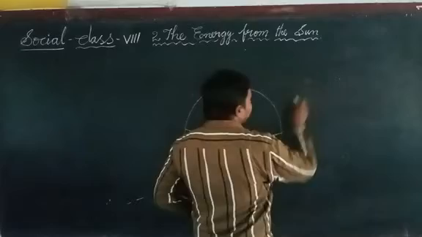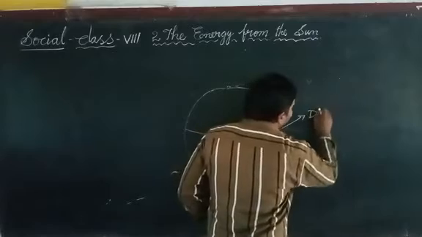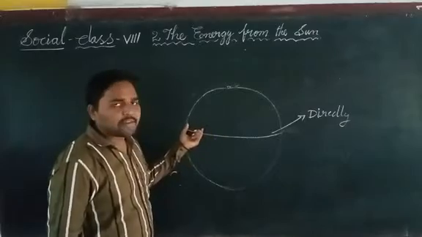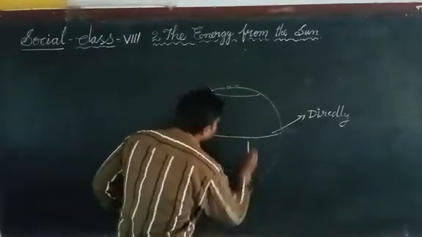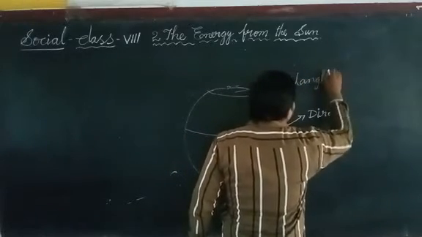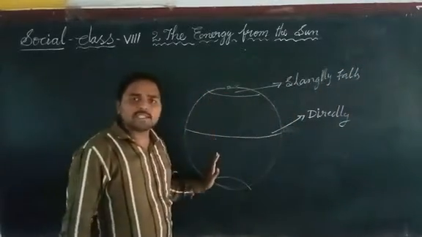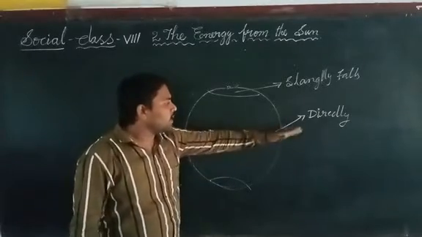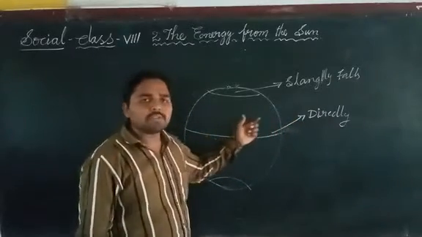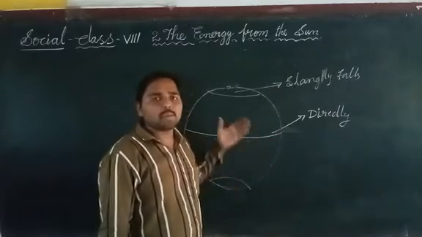Why? Because the sun rays fall directly at 90 degrees on this equatorial region. Suppose if you see these polar regions, the sun rays fall slantingly in these polar regions. That's why these polar regions have low temperatures, and on this equatorial region, due to the sun rays which pass directly, it has very high temperatures when we compare with the polar regions.